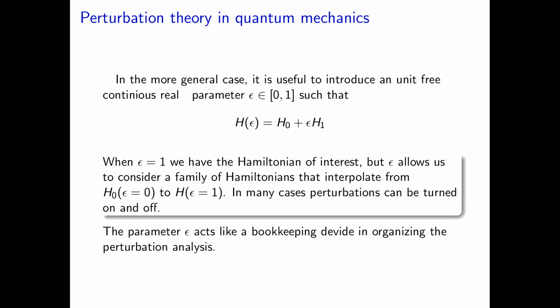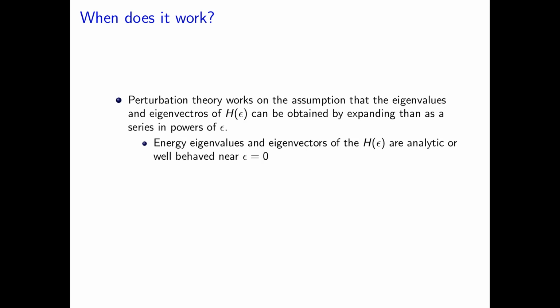So, after you used your technique and solved the problem, you want to put back the epsilon to 1, which was the original case. So, when does such a scheme work? We will see that. It turns out this perturbation theory works on the assumption that the eigenvalues and eigenvectors of H epsilon can be obtained by expanding them as a series in the power of epsilon, which is a parameter which we introduced for our convenience, and we will immediately see in a few minutes how useful it is.